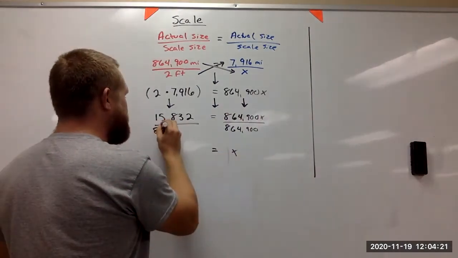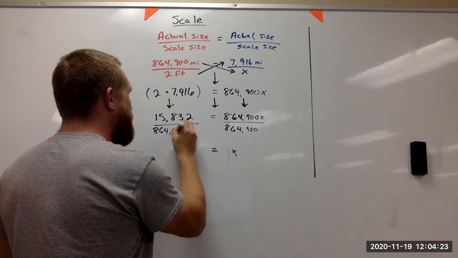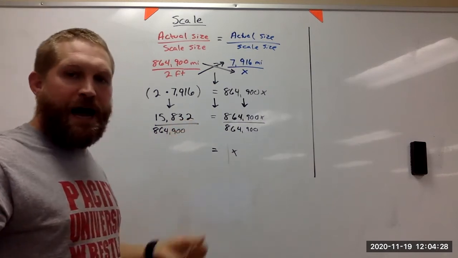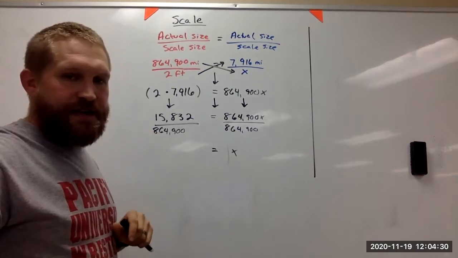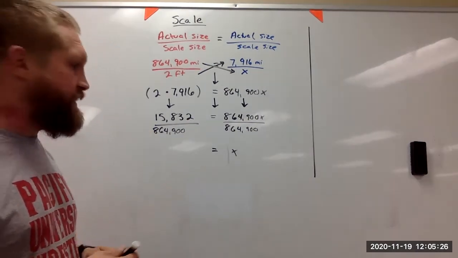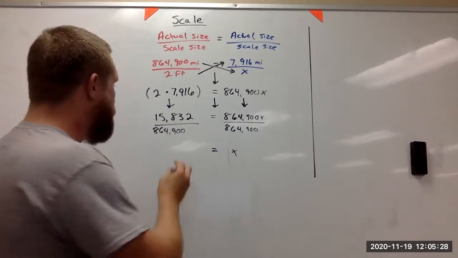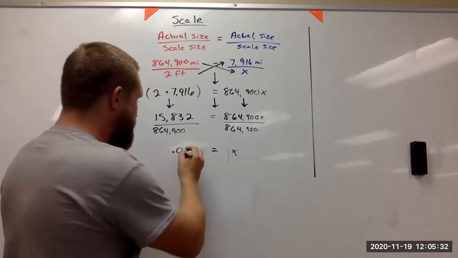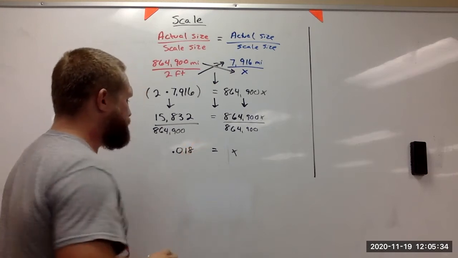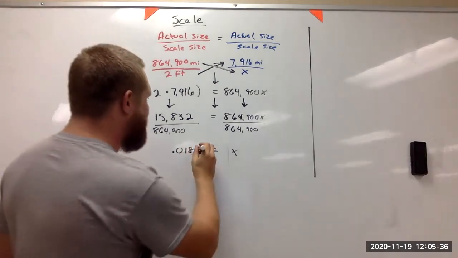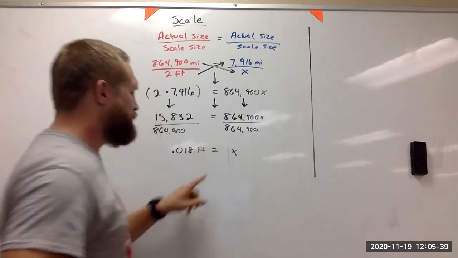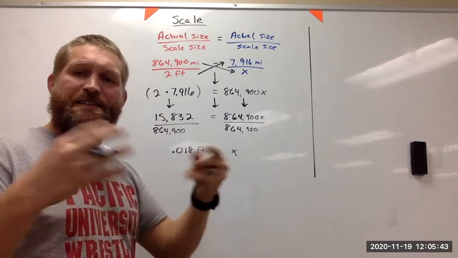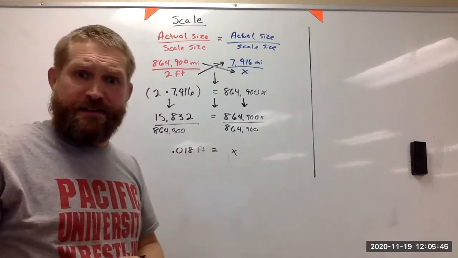So I'm going to divide 15,834 by 864,900. Okay, and that gives me 0.018. Okay, so this is 0.018 feet is how big Earth is going to be. So that's pretty small, and we're going to want to turn that into something that we can actually recognize.